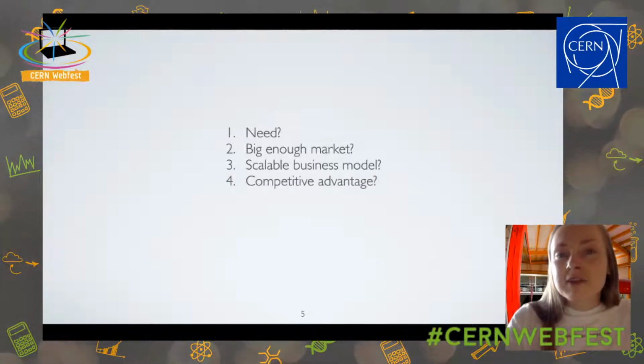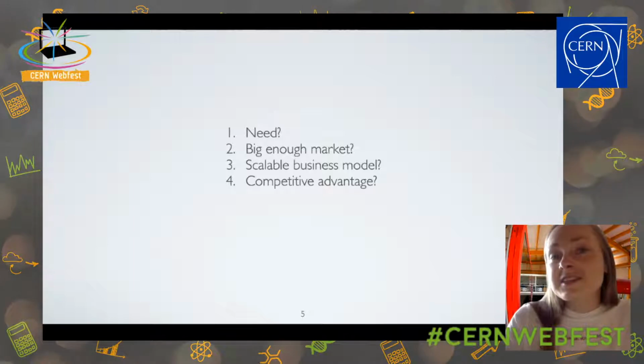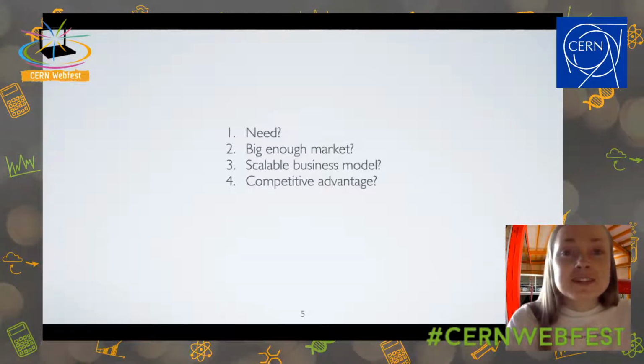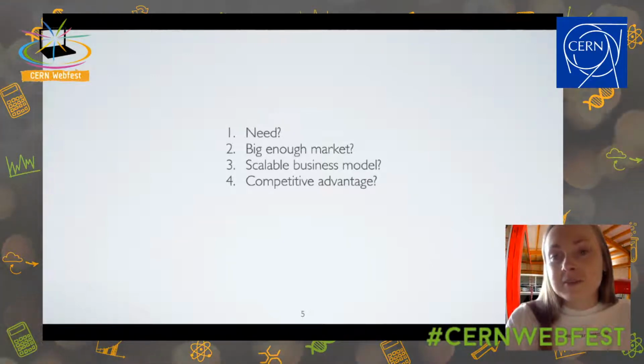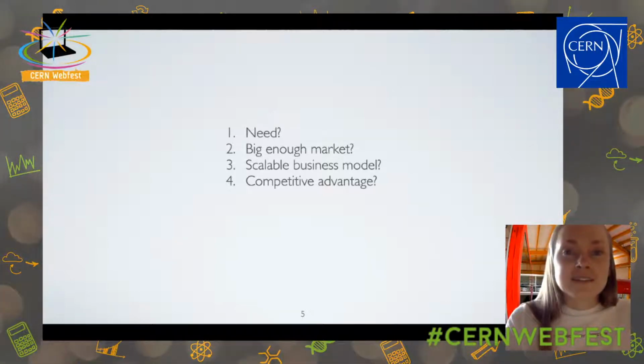And then, do you have a competitive advantage? Who is doing this already? Who are your competitors and what are they doing? And how can you differentiate yourself from them? This can be having technology that is proprietary or better. It can be having the best people that will develop this product. Or it can be that you have a unique insight into your customers or your market.